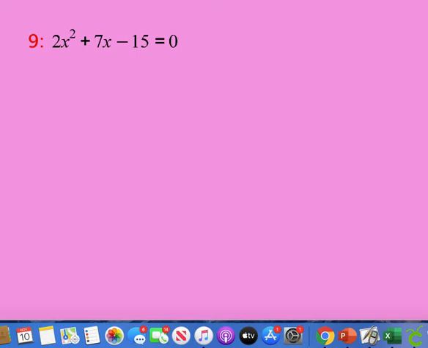All right, our last example today is 2x squared plus 7x minus 15. And I like to look again. I have a quadratic and a linear, so I can't isolate. I'm going to look for a GCF of all three terms. And of all three terms, my GCF is only 1.